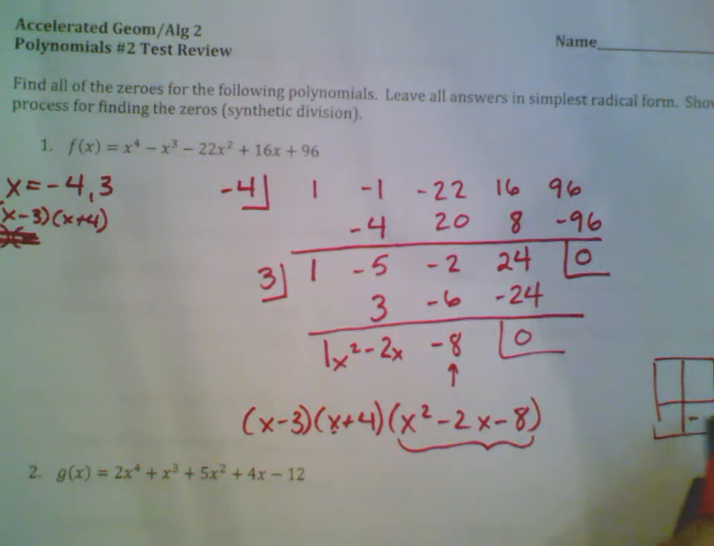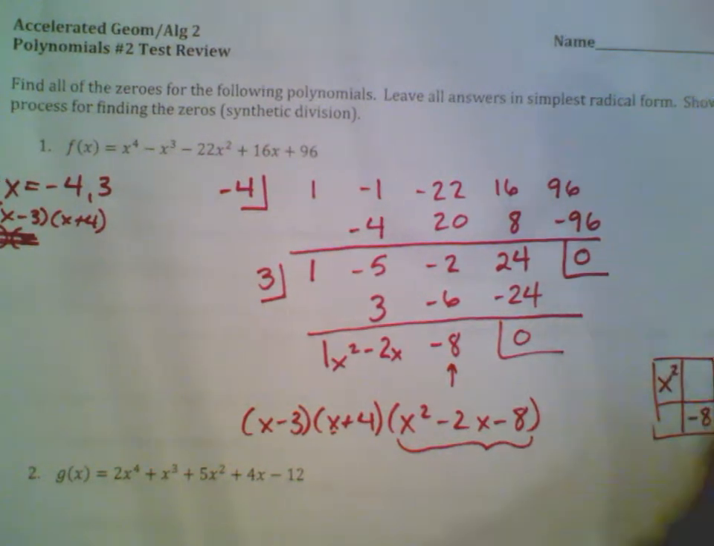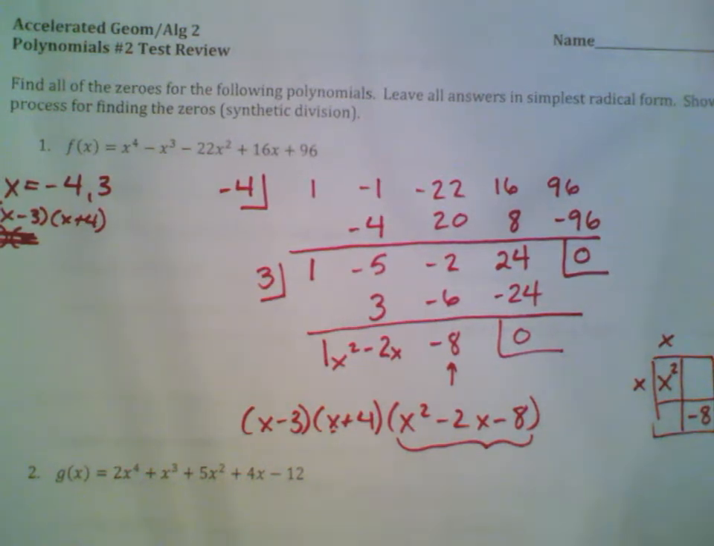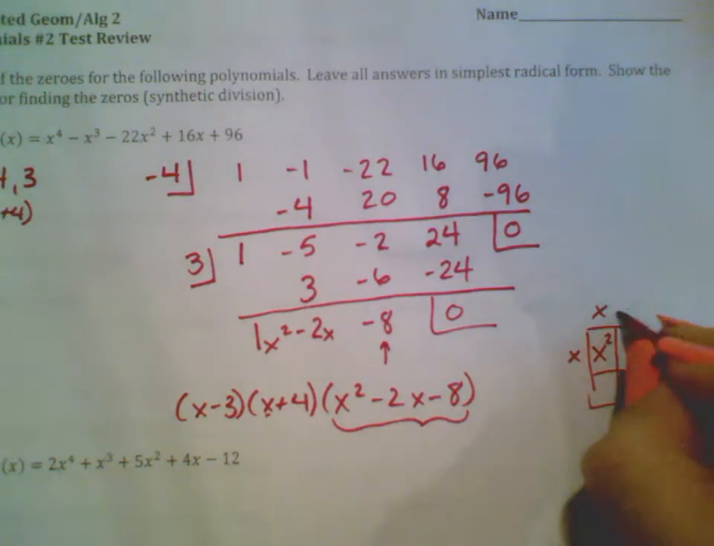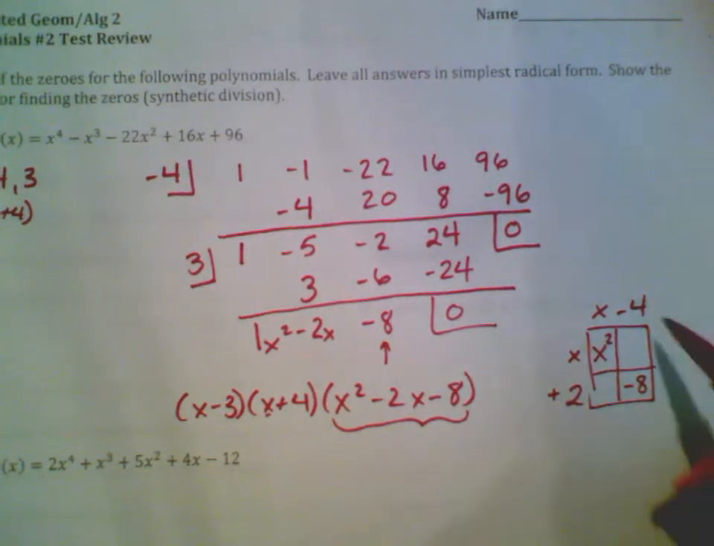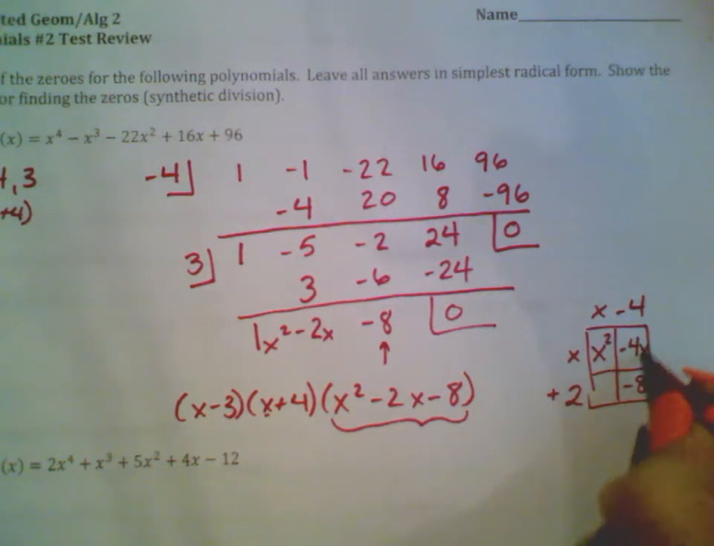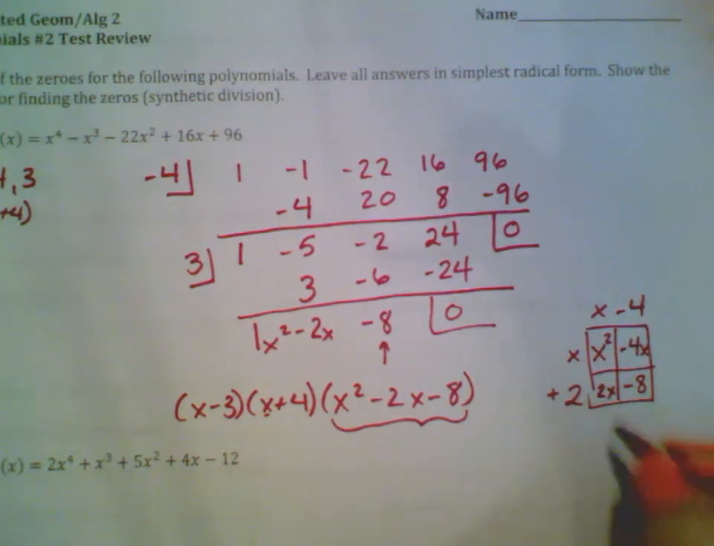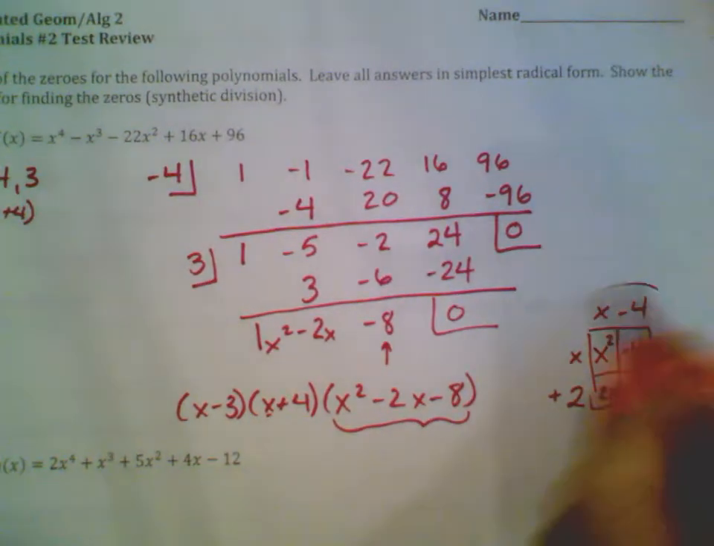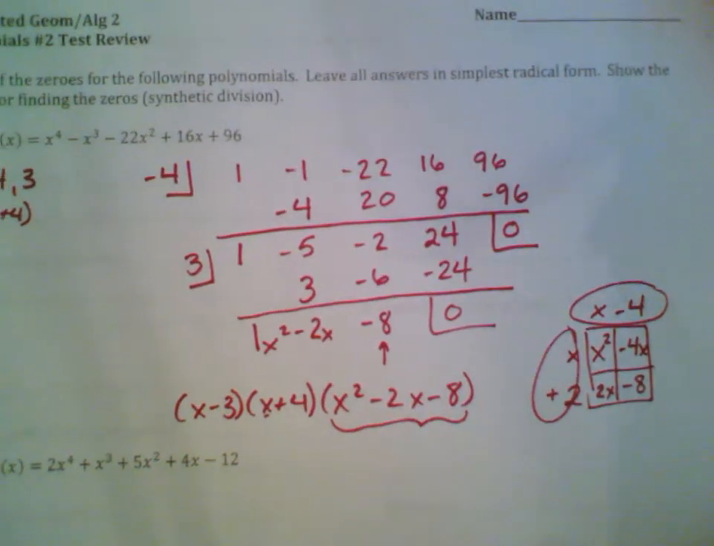Using the area model, this needs to be negative 8. This is x squared. I'll have an x and an x. Now I need to think about two numbers that when I multiply them together will give me negative 8, but when I add them will give me negative 2. So I know that 8 is 4 and 2, and if I have negative 4 and positive 2, negative 4 times positive 2 is negative 8, and negative 4 plus positive 2 will give me negative 2. So this becomes negative 4x, this is positive 2x, and if we add those two together, we do get negative 2x. Those are my other two factors.